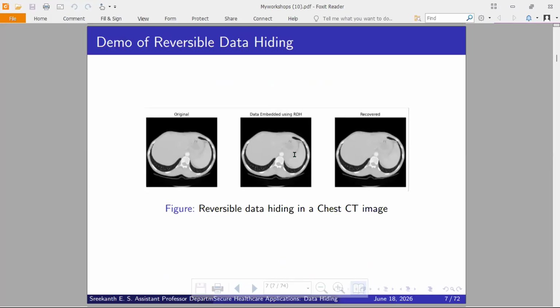This is just to show an image which contains the data, but we cannot determine whether the data is present or not, because it should be perceptually good in appearance. And after recovery, we should get the medical image as well.